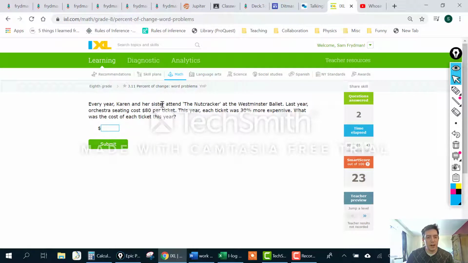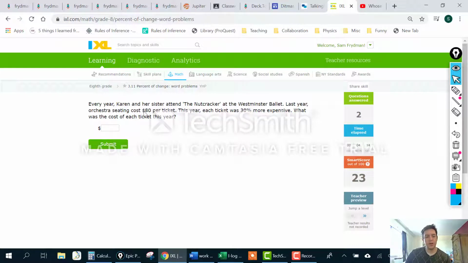All right, every year Karen and her sister attend the Nutcracker and the Westminster Ballet. Last year, orchestra seating cost $80 per ticket. This year, each ticket was 30% more expensive. What was the cost of each ticket this year? So you can see in this problem, it's already giving me the percent of change. I don't have to find the percent of change in this problem like I did for the last two. This is a find the new value problem.